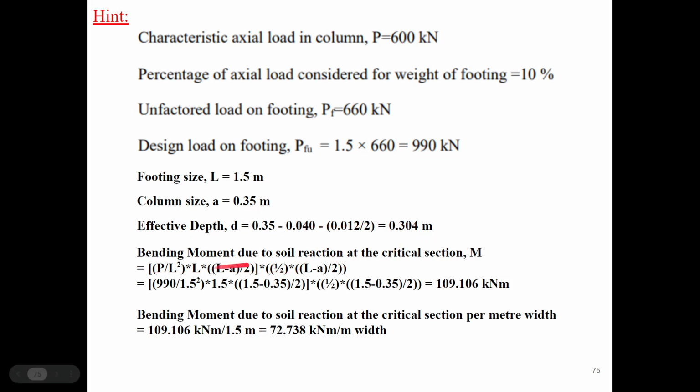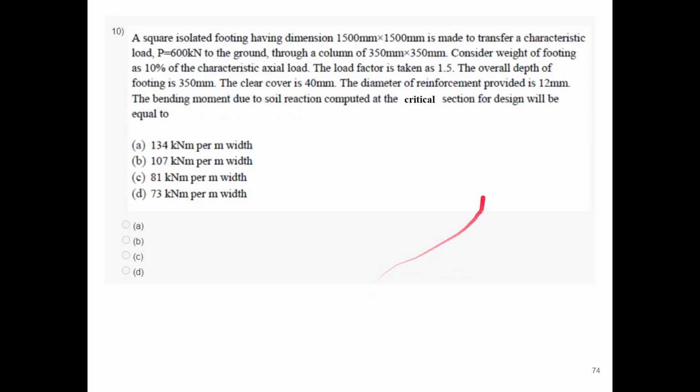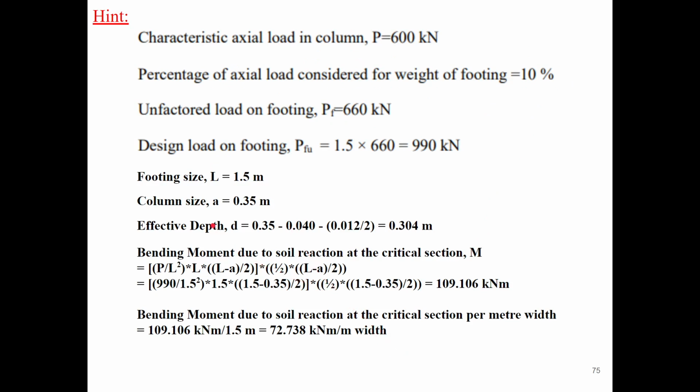Okay. So now the total bending moment that will be acting due to soil reaction at the critical section, M, will be as per this formula: P by L square into (L minus A) by 2 into half into (L minus A) by 2. Substituting the values, we get the value to be 109.106 kilonewton meter. So that is a total bending moment. But we have been asked the bending moment per unit width. So width is basically the width of footing, that is 1.5 meter. Therefore the bending moment due to soil reaction at the critical section per meter width will be 109.106 kilonewton meter divided by 1.5 meter. So that comes out to be 72.738 kilonewton meter per meter width.